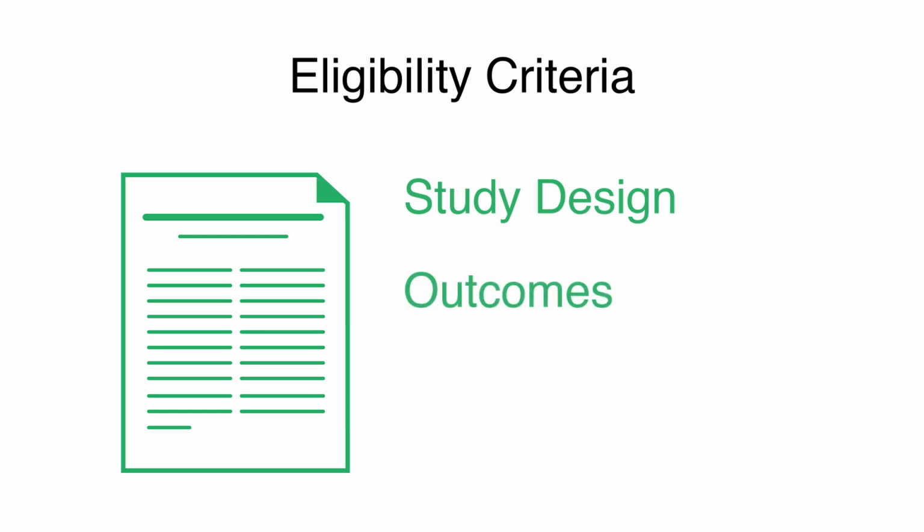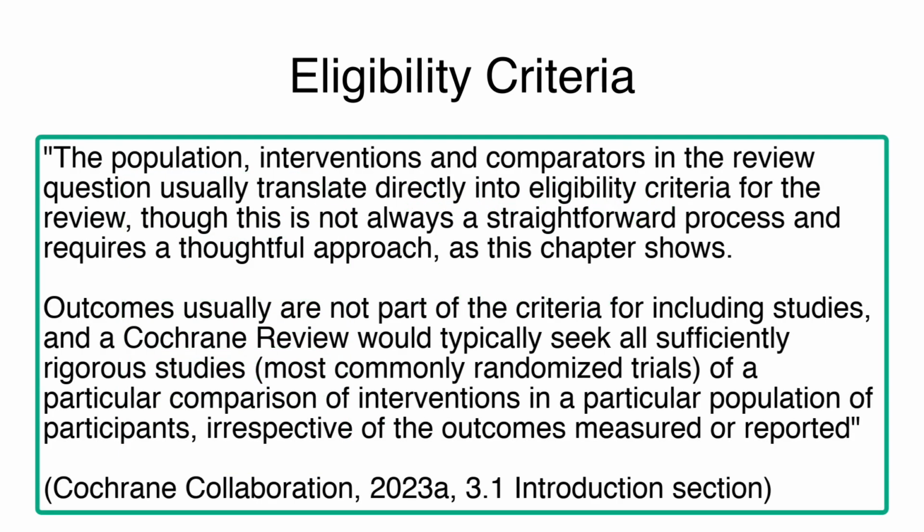Outcomes may also be included as one of the initial eligibility criteria, though the Cochrane Handbook advises that the population, interventions, and comparators in the review question usually translate directly into eligibility criteria for the review, though this is not always a straightforward process and requires a thoughtful approach, as this chapter shows. Outcomes usually are not part of the criteria for including studies, and a Cochrane review would typically seek all sufficiently rigorous studies, most commonly randomized trials, of a particular comparison of interventions in a particular population of participants, irrespective of the outcomes measured or reported.